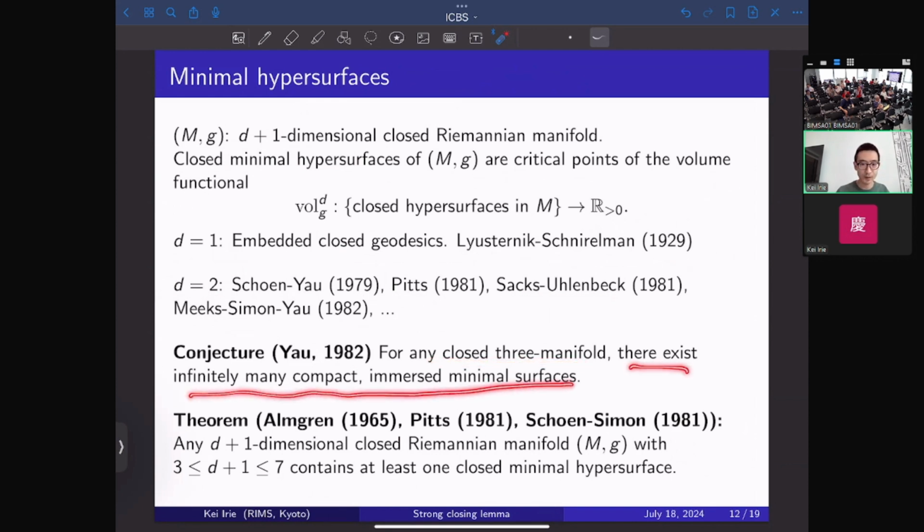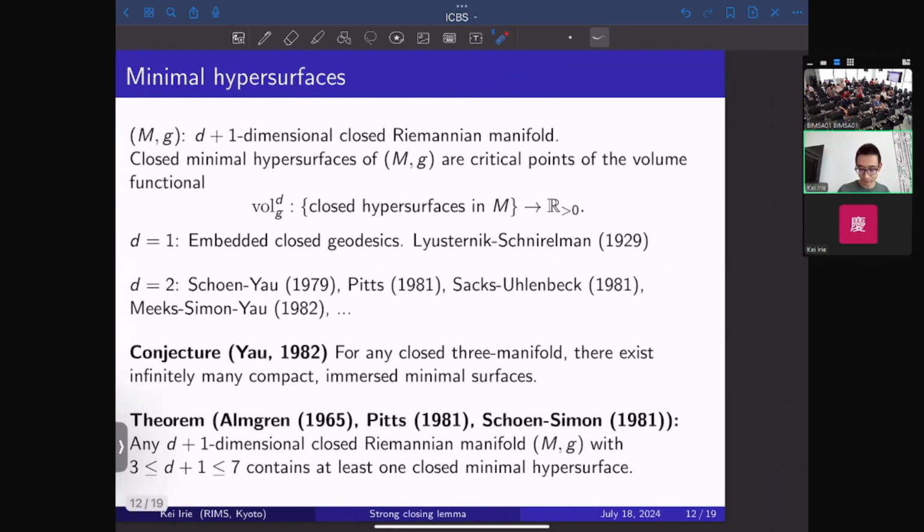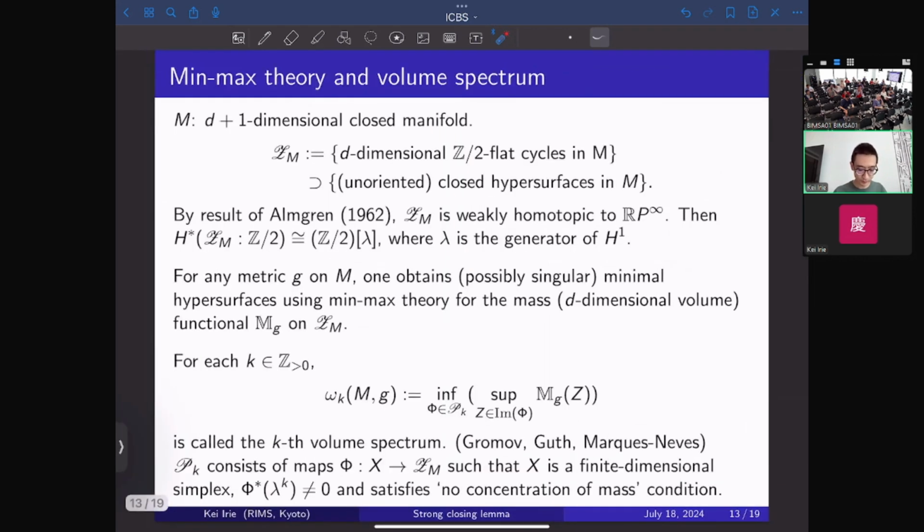and immersed minimal surfaces. On the other hand, by combination of the results by Almgren, Pitts, and Schoen-Simon, these results established the existence of at least one closed minimal hypersurface on any closed Riemannian manifold of dimension between 3 and 7. And behind this result is the following minimax theory.